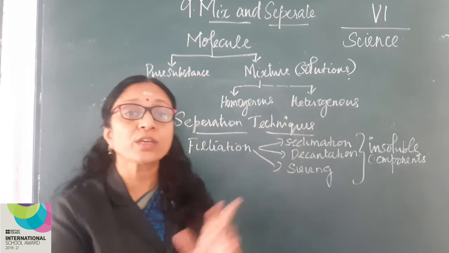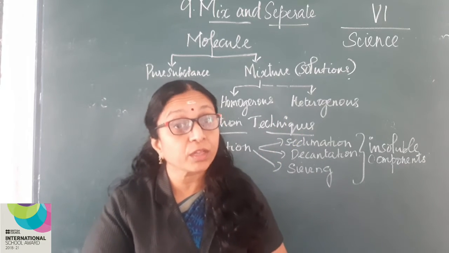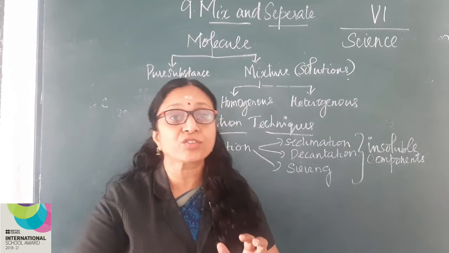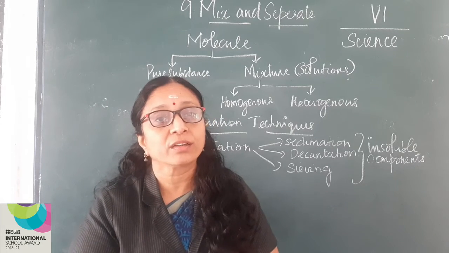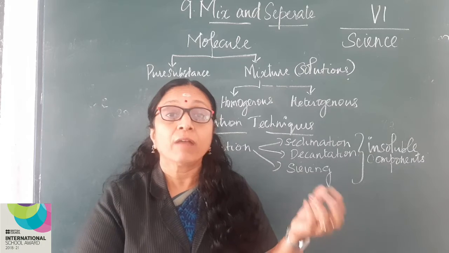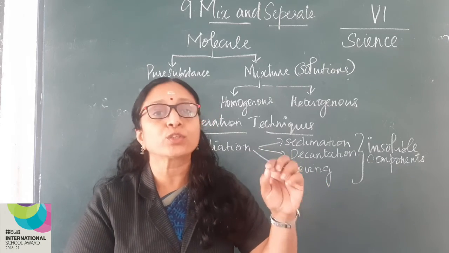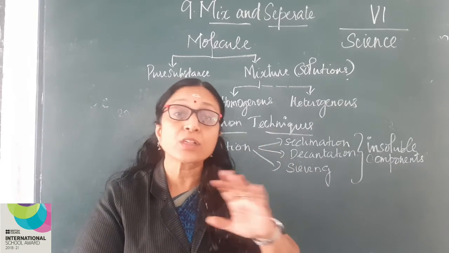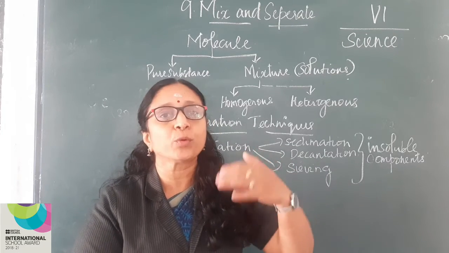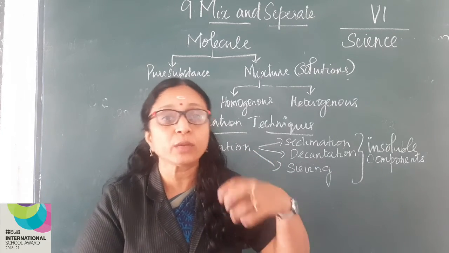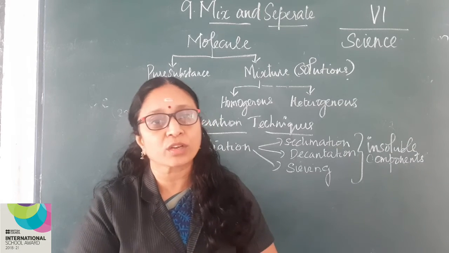Okay. What are homogeneous solutions? If the solute is evenly distributed in a solvent, then we call it a homogeneous solution. For example, sugar solution. When you add a spoon of sugar to water, it dissolves completely in water, isn't it? Evenly it is distributed in water, between water molecules. So, it is a homogeneous solution.